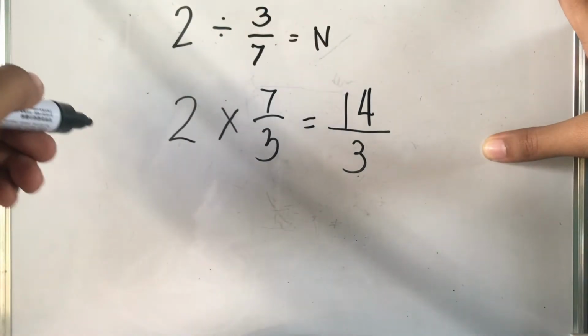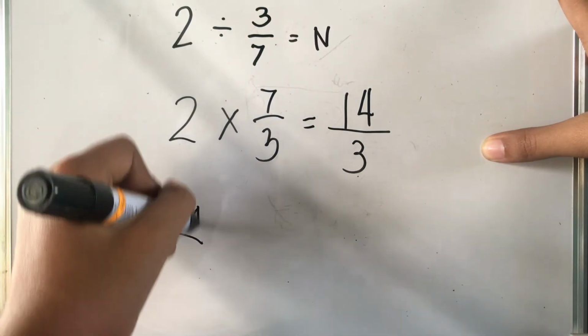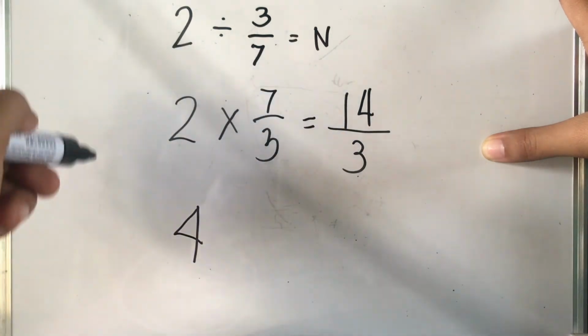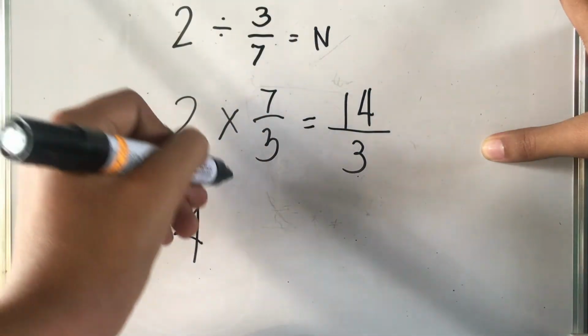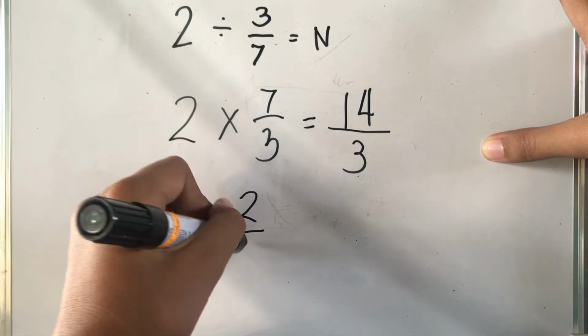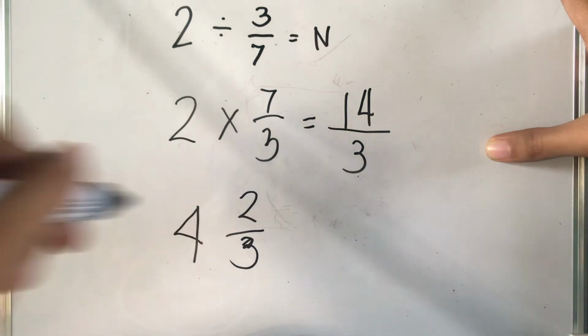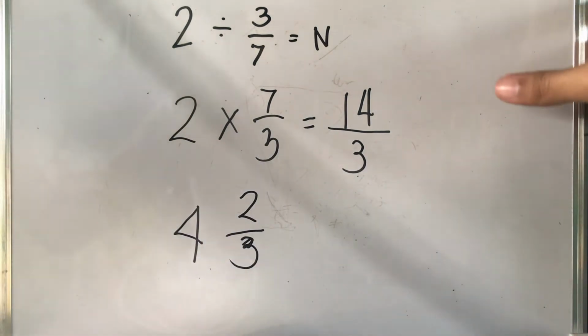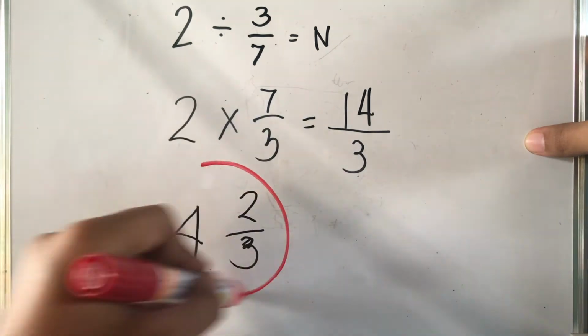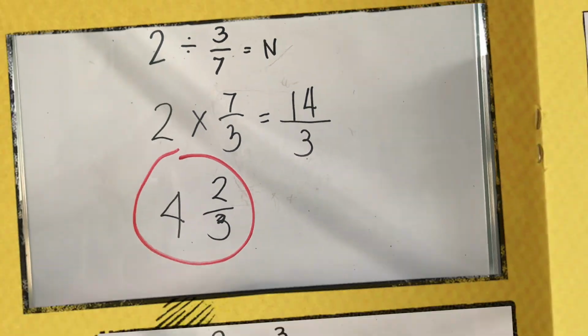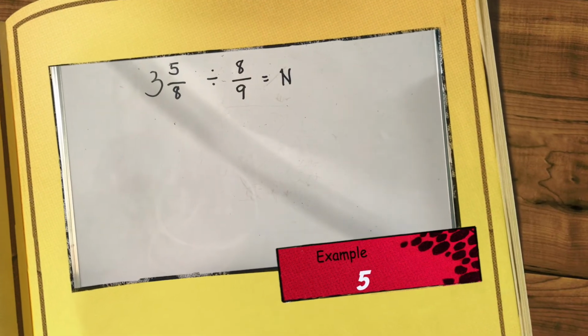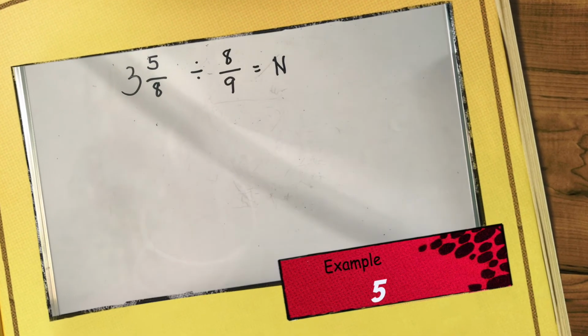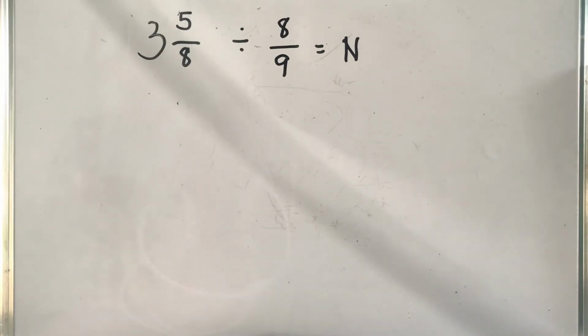Since there is no denominator, you just put 3 and then change it into lowest term. 14 divided by 3 equals 4. 4 times 3 equals 12. And 14 minus 12 equals 2 over 3. And this is already in its lowest term. So the final answer is 4 and 2/3. Let's have our final example. We will divide a mixed number by a fraction: 3 and 5/8 divided by 8 over 9 equals n.